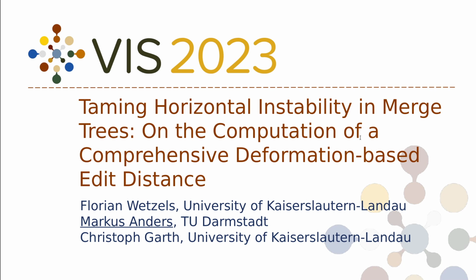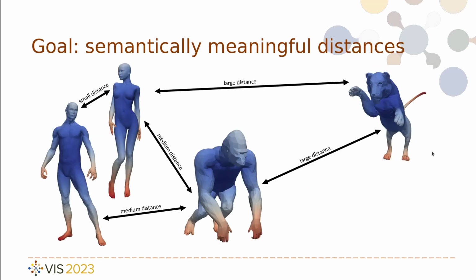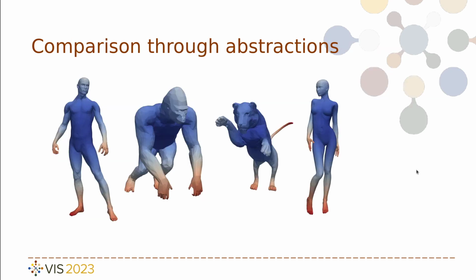Welcome to my talk on taming horizontal instability in merge trees, which is joint work with Florian Wetzels and Christoph Garth. So what's our goal? We want to compare scalar fields. For example, here we have different shapes in different poses, and we want to somehow compare them in a semantically meaningful way, which means that similar shapes should get a small distance, whereas dissimilar shapes should get a large distance in our distance. Okay, but how do we do this?